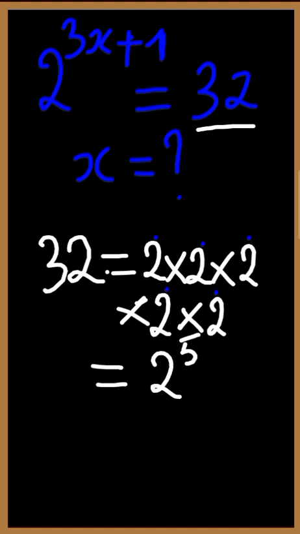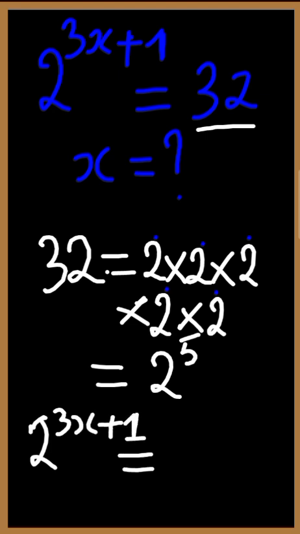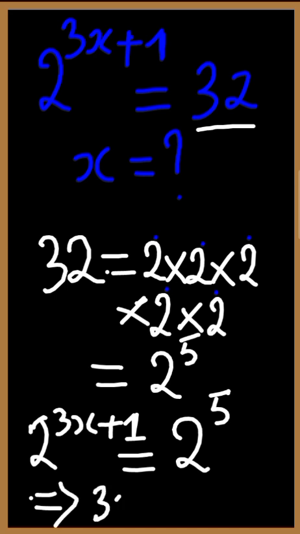In the given equation, which is 2 raised to the power 3x plus 1 is equal to 32, we are going to replace 32 with 2 raised to the power 5. The left hand side is equal to the right hand side. You can see their bases are the same. Then equating their powers, this will imply that 3x plus 1 must be equal to 5.